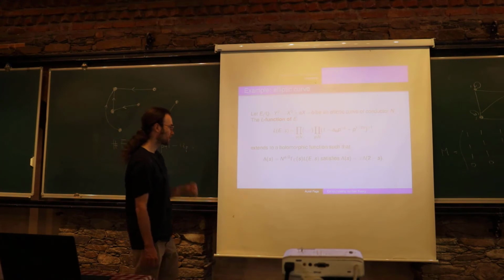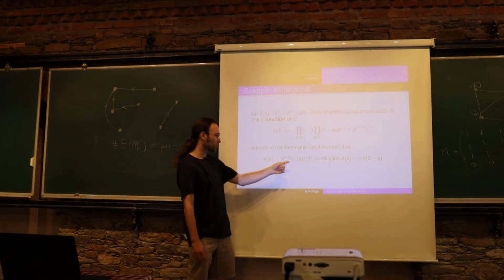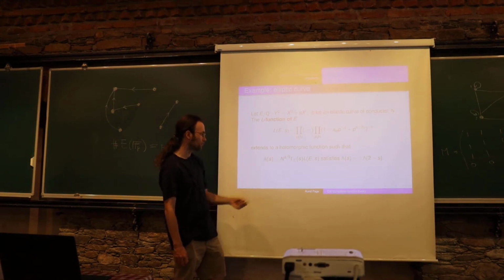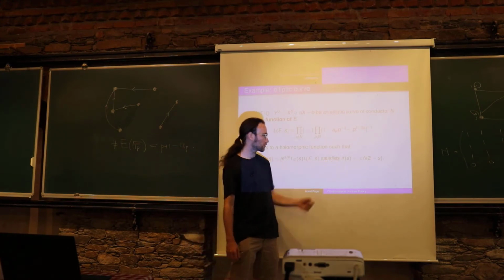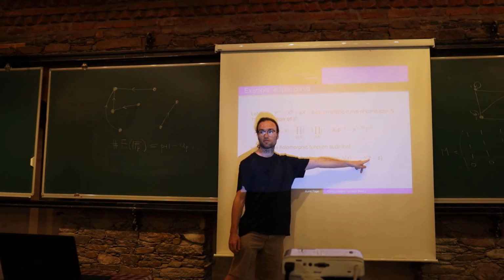And again, we have extension to a holomorphic function on C and a functional equation of the same type, integer to the s over 2, again a gamma factor, and the functional equation. So here what you should notice is that the functional equation is in terms of s between s and 2 minus s.